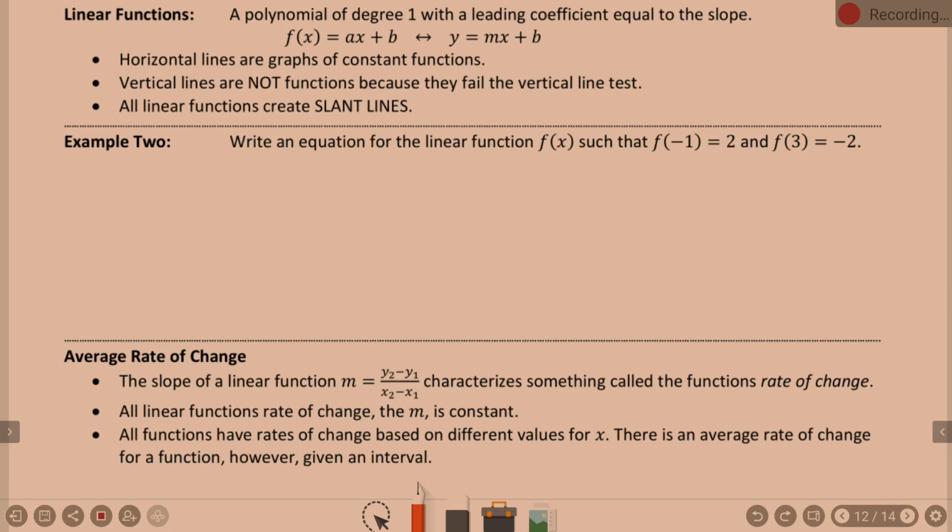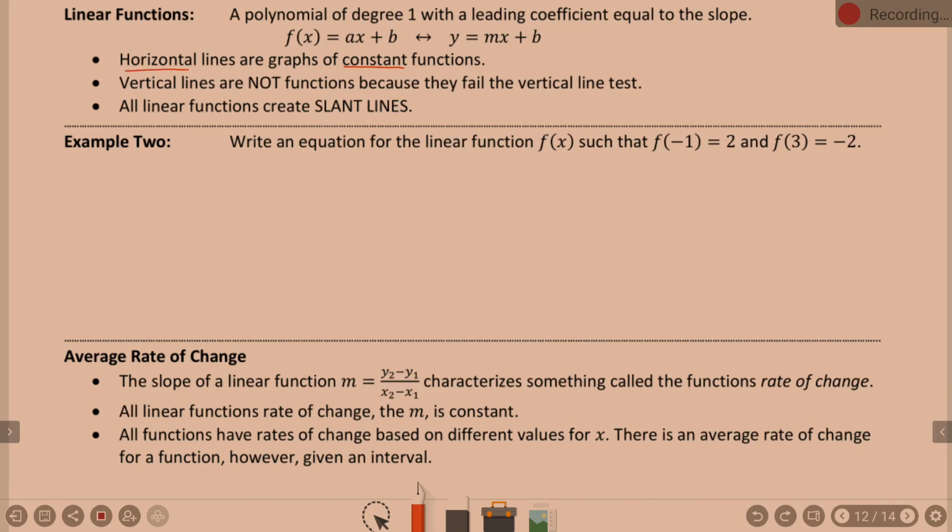Horizontal lines do not fall into this category of a linear function. Okay? Because horizontal lines are degree 0. They're not degree 1. And so horizontal lines are graphs of constant functions. So they are not linear.